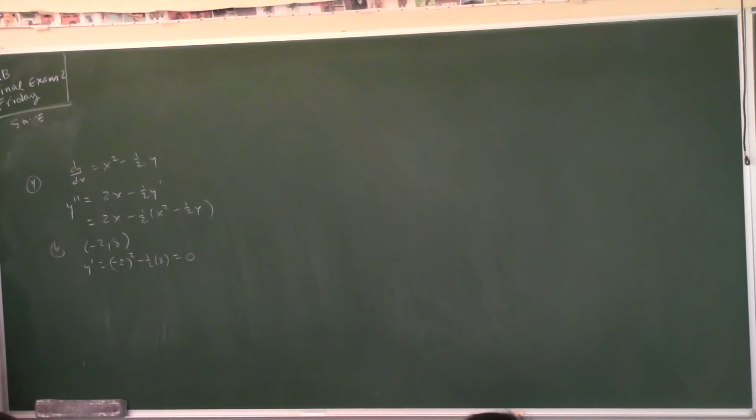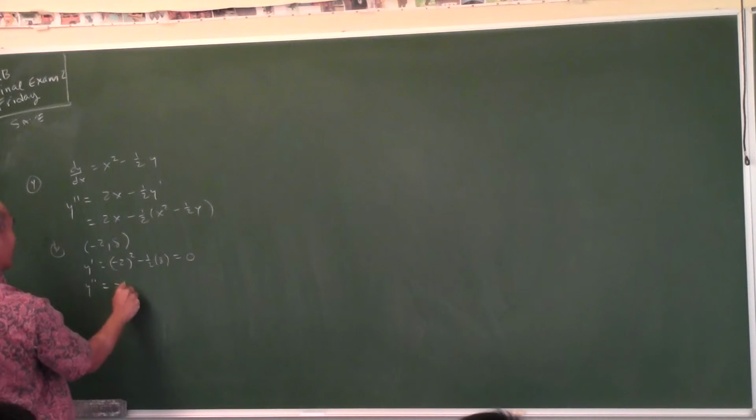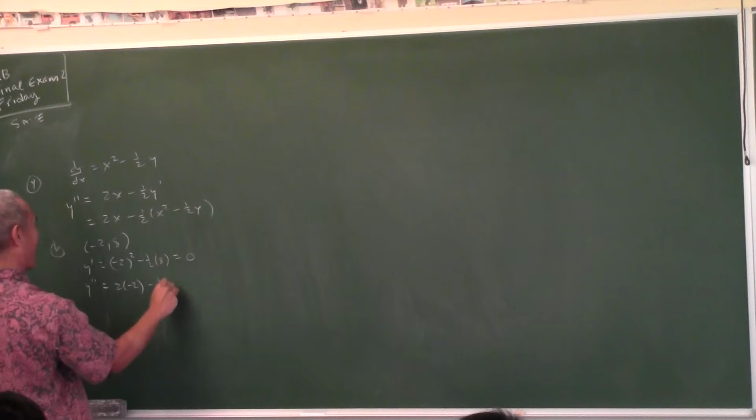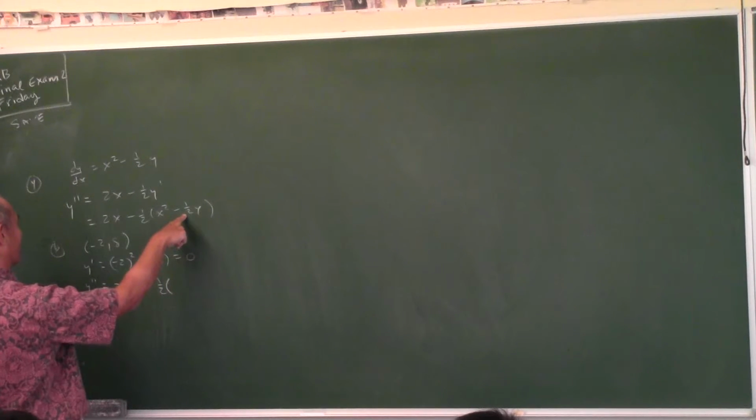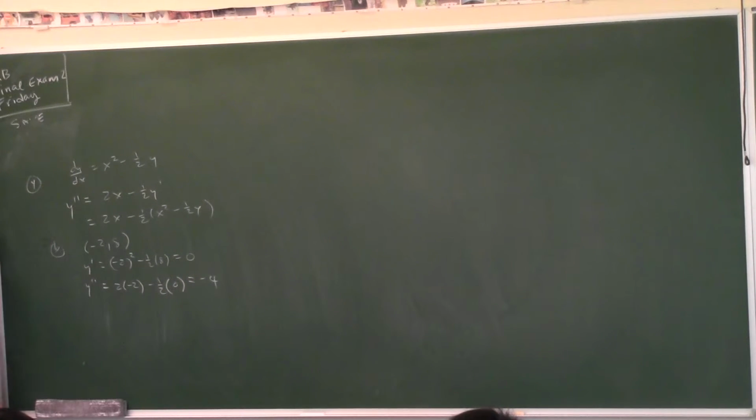If the first derivative is 0, that's a possible max or min. We need to look at the second derivative now. Plugging in, you get 2 times -2 minus 1/2. We already computed the first derivative, which was 0, so we get -4. If the second derivative is -4 and the first derivative is 0, there's a horizontal tangent and the graph is concave down. That means we have a relative maximum there.